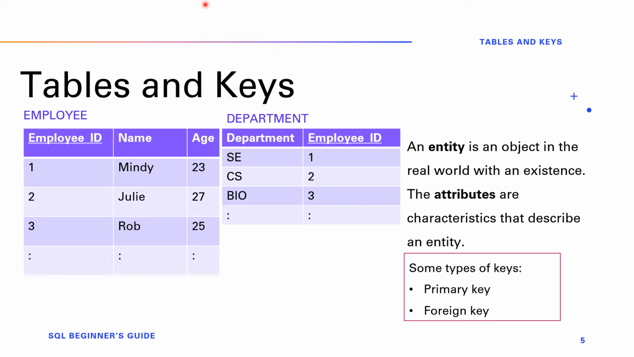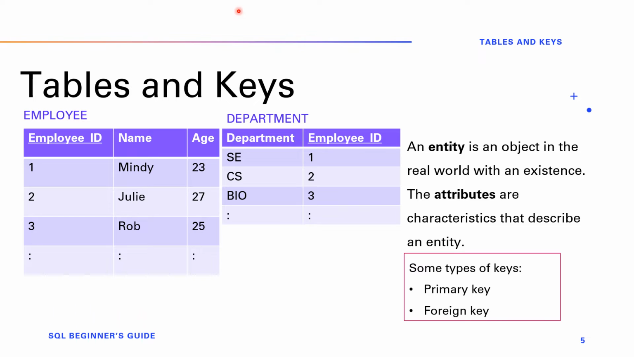Some attributes in these tables can be identified as keys. There are some types of keys, primary keys and foreign keys. The primary key uniquely identifies each record in a table. Like here, for employee, employee ID is the primary key of this table. Every individual has a different employee ID. It's unique. Like for Mindy, it is 1, for Julie, it is 2, and for Rob, it is 3. No two employees can have the same employee ID. So here, employee ID is the primary key of employee.